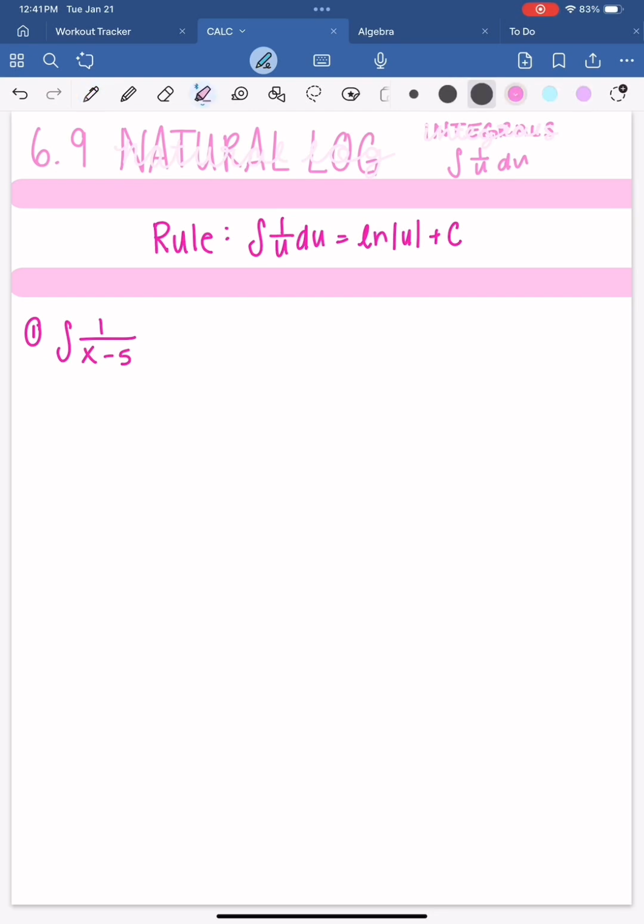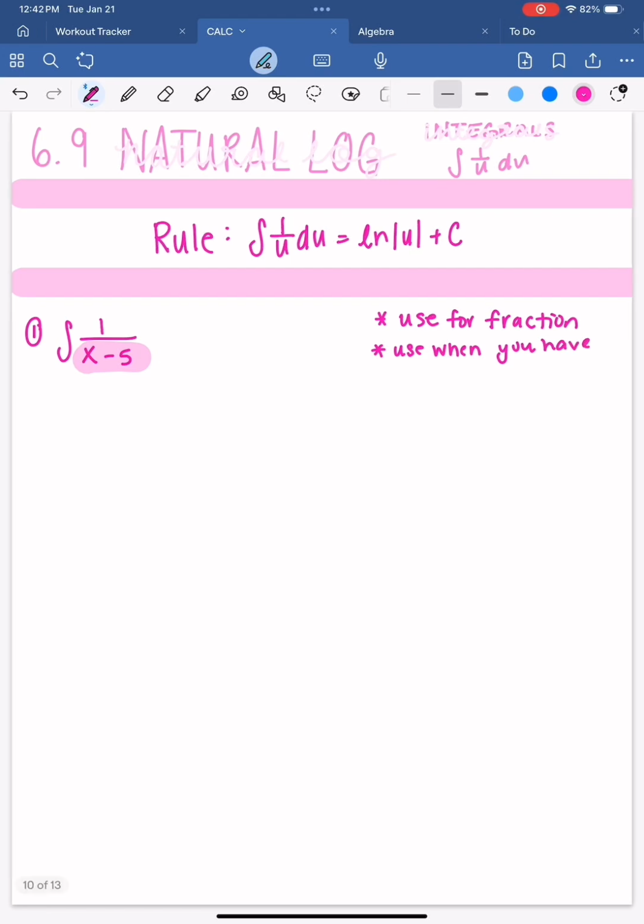We have the integral of 1 over x minus 5. Now, u is going to be the denominator. If we identify the integral as natural log, u is going to be the denominator. Now, how do I know when to use natural log? You're going to use it for a fraction, 1. And second, you are going to use it when you have the derivative of the denominator in the numerator, but you're just usually missing a constant.